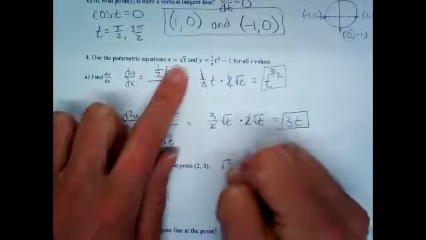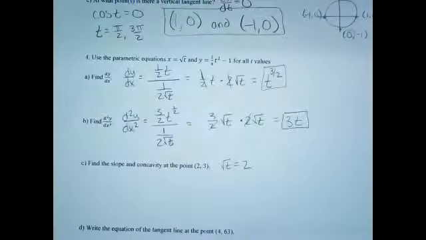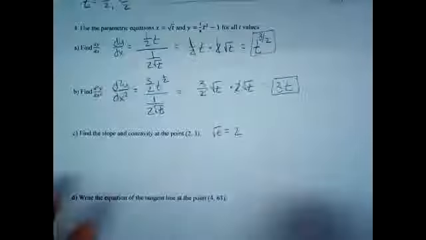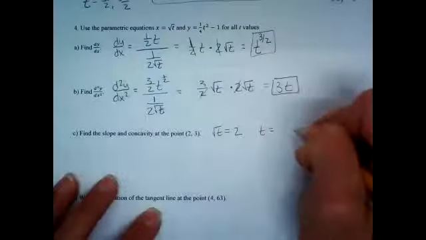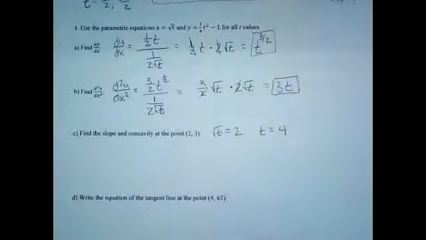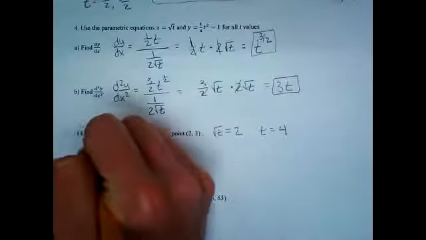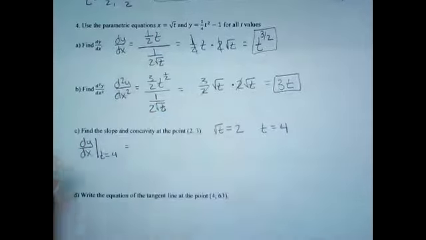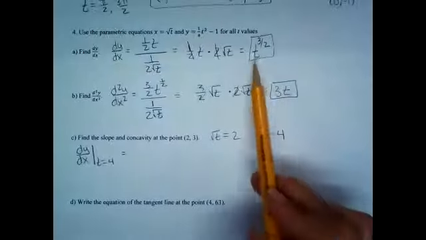So we've got square root of t equals 2. If you were to set y equal to 3, you will end up with the same thing. It doesn't matter. You just want to pick the easier way. And so t is what? t is 4. So we're going to find our first derivative at t equals 4. This will be our slope. So that means we're going to plug 4 in right here.